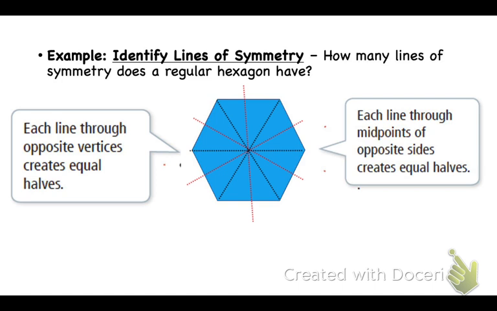So how many lines of symmetry are there? 7? 6. 1, 2, 3, 4, 5, 6. Why can't I go to 7? Because you're counting the same line.